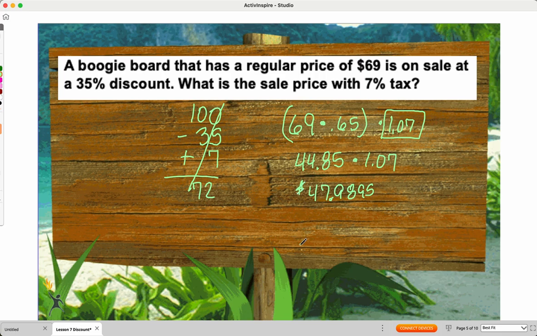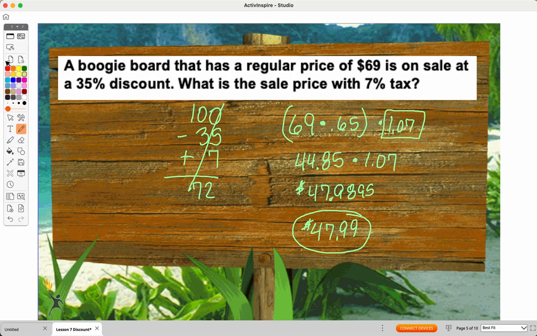So again, we talked about this briefly yesterday, but I want to reiterate. Sales companies are out there to make money. They're not going to round this down, and you wouldn't anyways. They're going to say the cost is $47.99. So I'm going to spend $47.99 for a total price out the door with tax. For a $69 boogie board, I'm only going to spend $48 pretty much. I mean, obviously one penny less, but that gives us an idea. That's a pretty good discount.